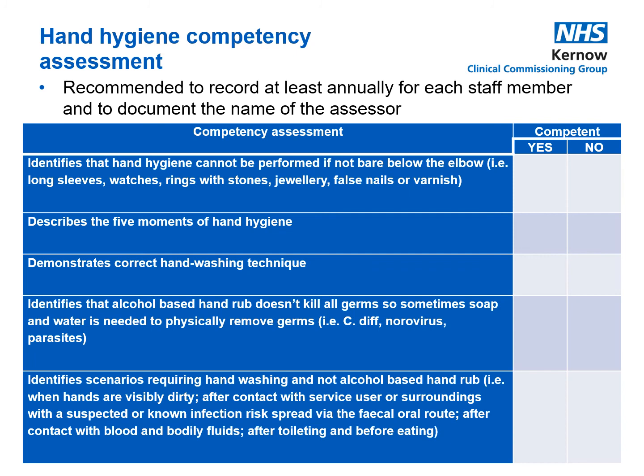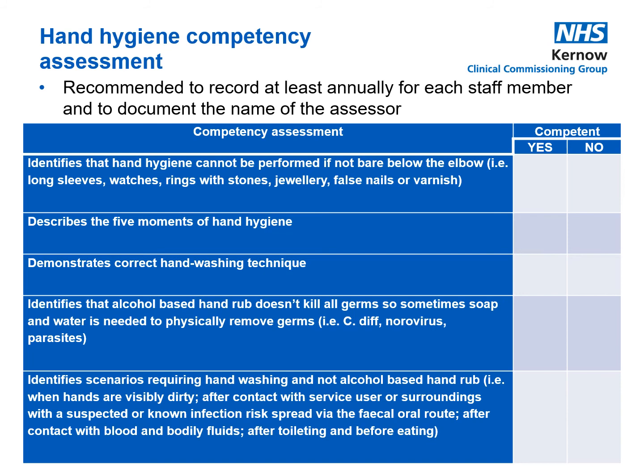You will need to make sure that the staff member identifies that hand hygiene can't be performed if they're not bare below the elbow. And also make sure that the staff member can describe the 5 moments of hand hygiene and demonstrate the correct hand washing technique. You'll need to make sure that the staff member identifies that alcohol-based hand rub doesn't kill all germs, so sometimes soap and water is needed to remove the germs.